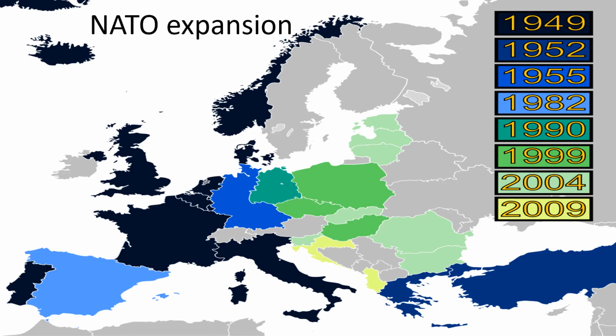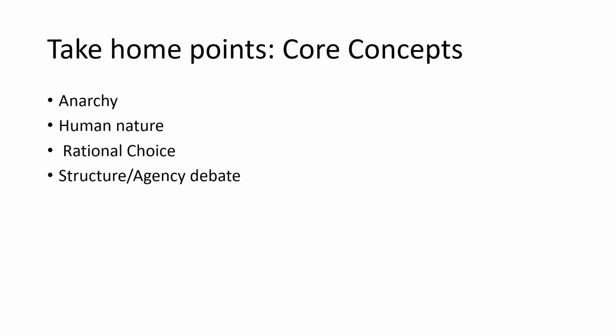Following the end of the Cold War, NATO kept expanding eastward to include former Soviet bloc countries. This map shows the enlargement of NATO and its expansion into former Soviet republics in Central and Eastern Europe following the collapse of the Soviet Union in 1991. Let's take a moment to recap what we learned in this module.